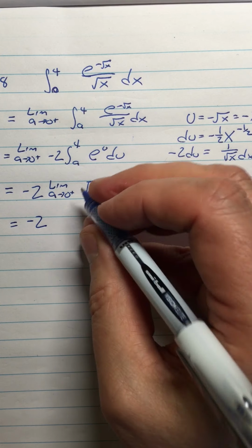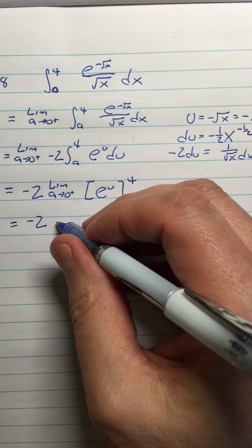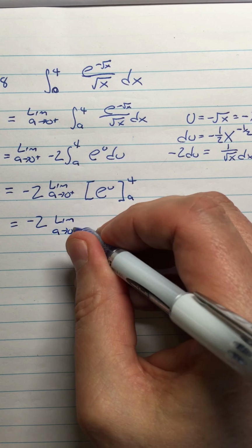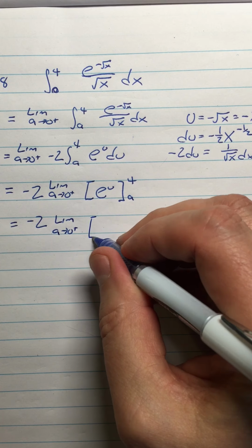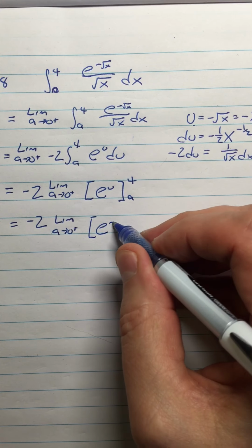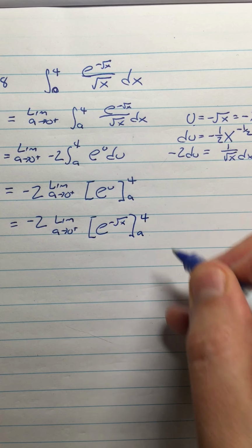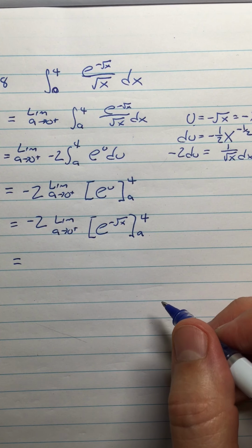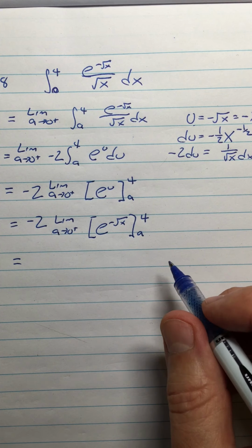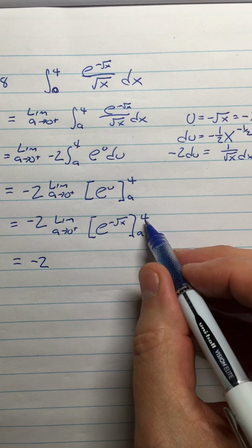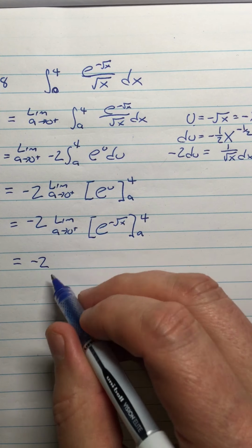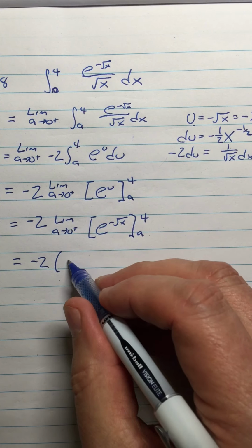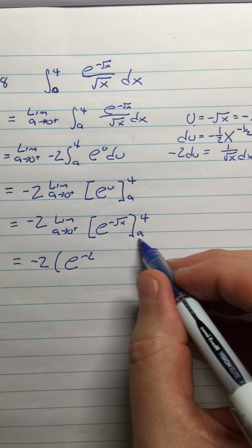So I have negative 2, right. I need to substitute the x back in. So a approaches 0 from the right of e to the, our u is negative square root x, so negative square root x from a to 4. So that equals, let's see. Yeah, so I think what I'm going to do this time is consider that when I plug in the 4, I'm not going to need the limit. So let's go ahead and plug in the 4, so I'm going to have e to the negative 2, right, when I plug in the 4. And the limit's only going to apply when I plug in the a.